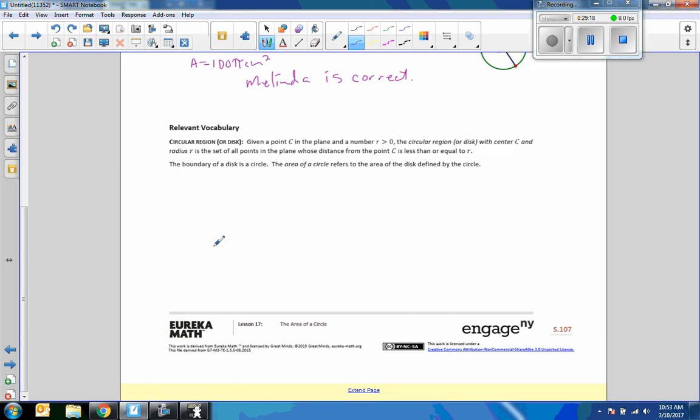Okay. Here's relevant vocabulary. Circular region or disk. Given a point C in a plane and a number r greater than 0, the circular region or disk with center C and radius r is a set of all points in the plane whose distance from the point C is less than or equal to the radius. The boundary of a disk is a circle. The area of a circle refers to the area of the disk defined by a circle. So circular region. I'll explain that more in class.